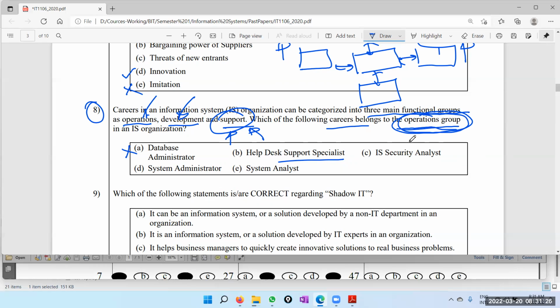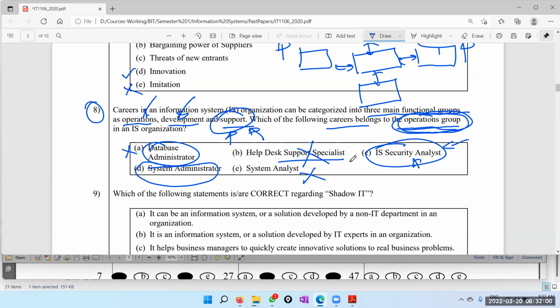Right. So in a way, we can take it as operations as well, because they are not just supporting, right? They are directly involved in operating the systems in a secure way. In a way, we can also look at it as supporting, right? So this is the fuzzy area. This one and this one. Is it supporting or operations? Then system administrator. Again, is it supporting or operator? System analyst? No, definitely no. So these two are no.